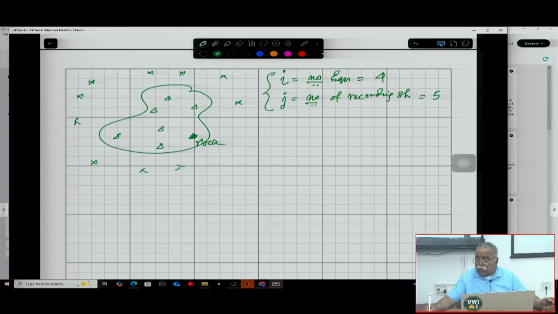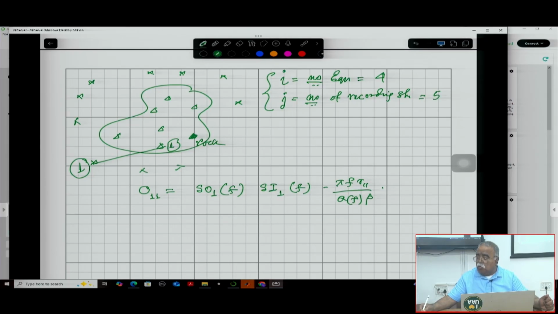Now, you can say that O11, that means first earthquake, let's say this is 1, recorded at the first station, is equal to the source at the first station, plus the site at the first station, for the frequency, and then minus pi F R11 divided by Q(F) into beta, right? So this is O11.